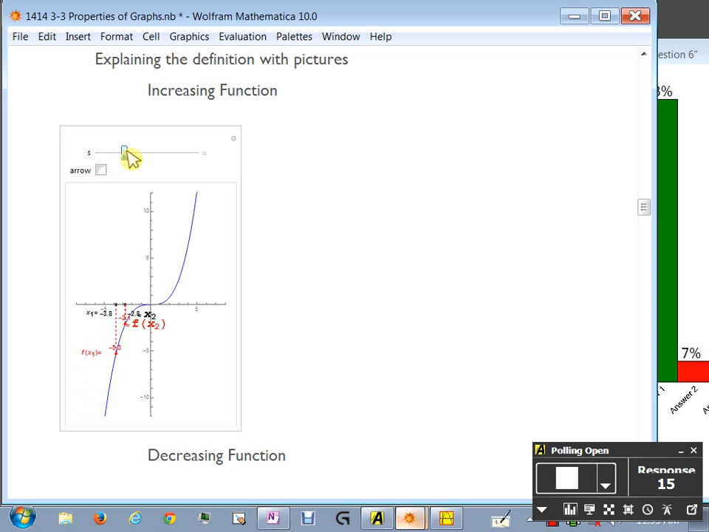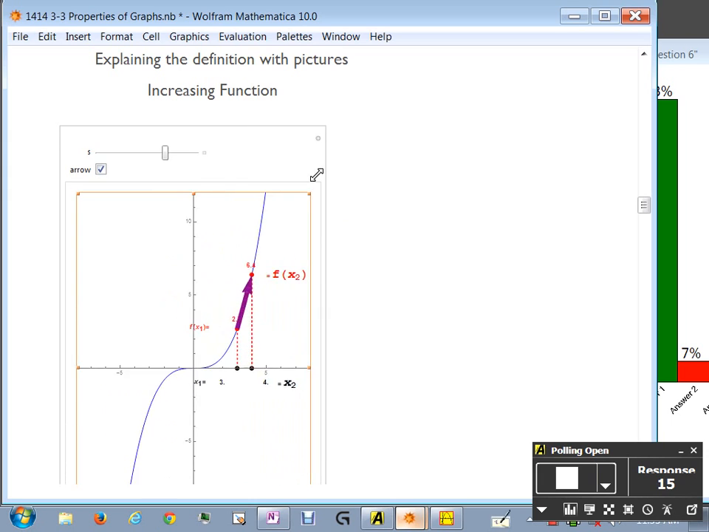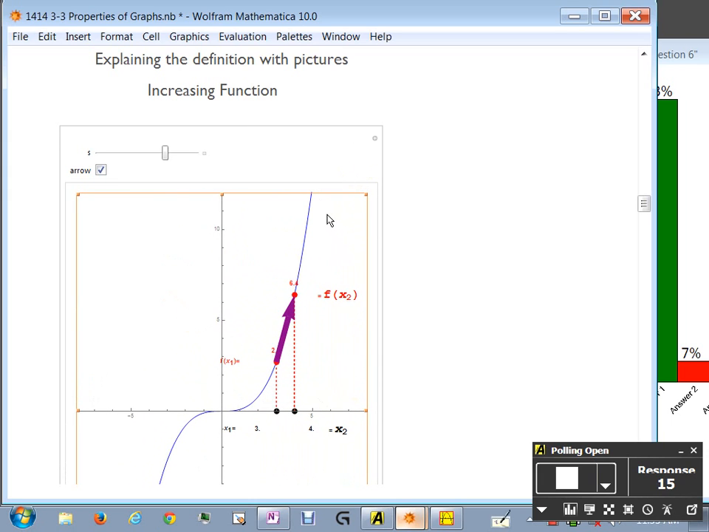So here's the example. I'm going to move these points over here so you can see them, and then I'm going to make this bigger, and then I'm going to draw an arrow between them. So look at this. X sub 1 is this point. X sub 2 is this point.